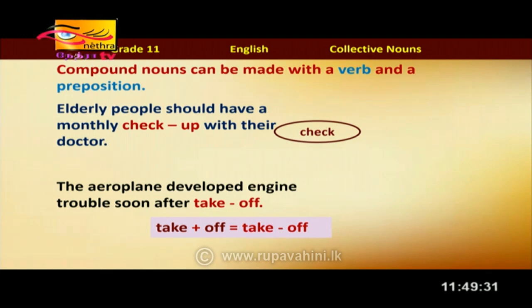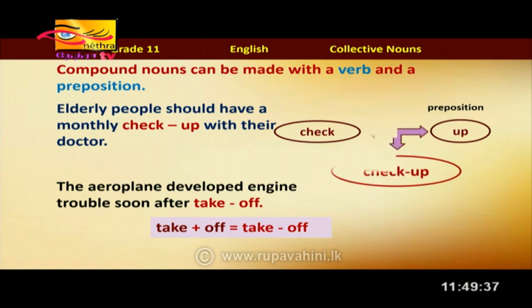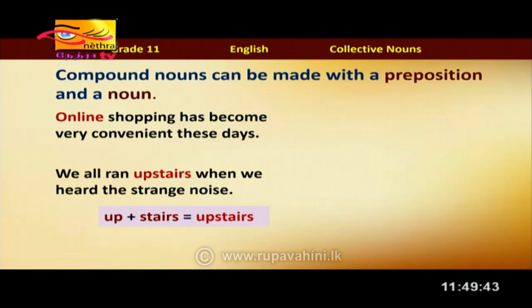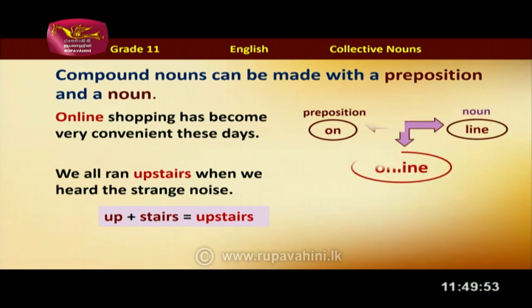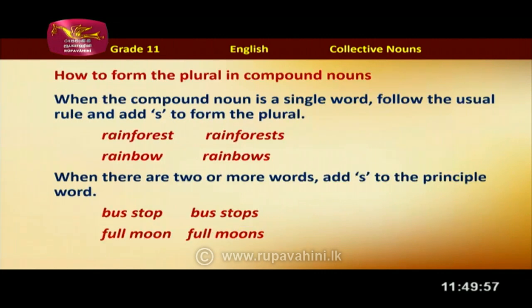Next one, verb and a preposition. Check is a verb and up is the preposition. Check-up. You can see the hyphen there. Take-off. The next one, preposition and a noun. Yes. On is a preposition. Line is a noun. This is very popular these days. Yes, of course. Online. Yes.